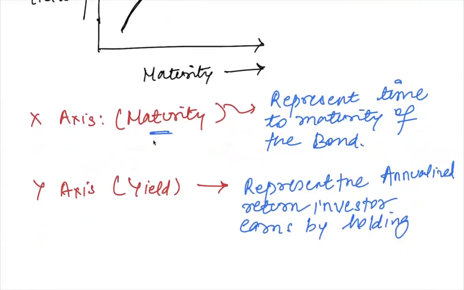Okay. So what is the y-axis? It shows yield. It represents the annualized return an investor earns by holding the bond.